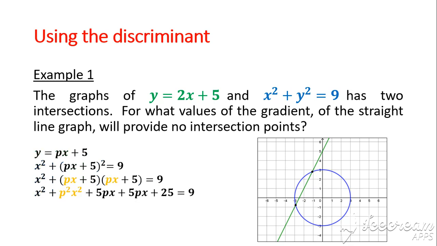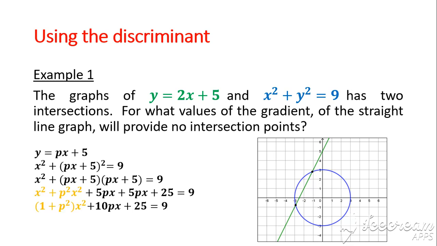To do that, we've got to go px times px, which is p squared x squared, px times 5, which is 5px, px times another 5, which is 5px, and 5 times 5, which is 25. Right, we're going to simplify this. I'll show you what we've done here.